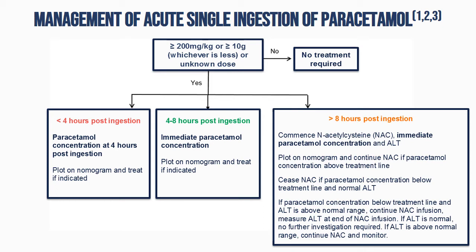The TDM result is then plotted on the Rumack-Matthew Nomogram. We might have one of these 3 conditions. First, if paracetamol concentration is above the treatment line, continue NAC. Second, if paracetamol concentration is below the treatment line and ALT is normal, stop NAC. Third, if paracetamol concentration is below the treatment line but ALT is above normal range, continue NAC and measure ALT at the end of NAC infusion. If ALT is normal, no further investigation is required, but if ALT is above normal range, continue NAC and monitor.